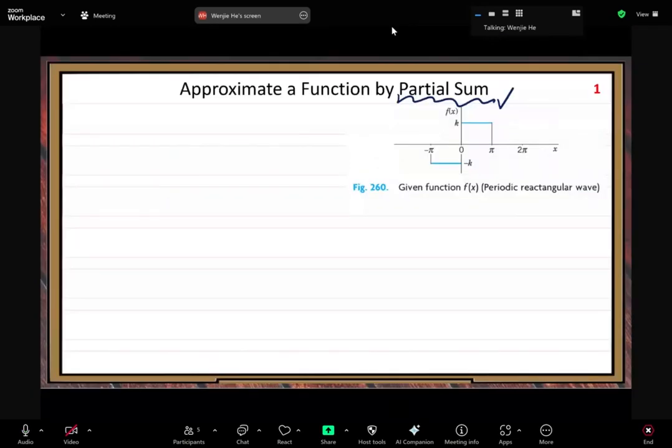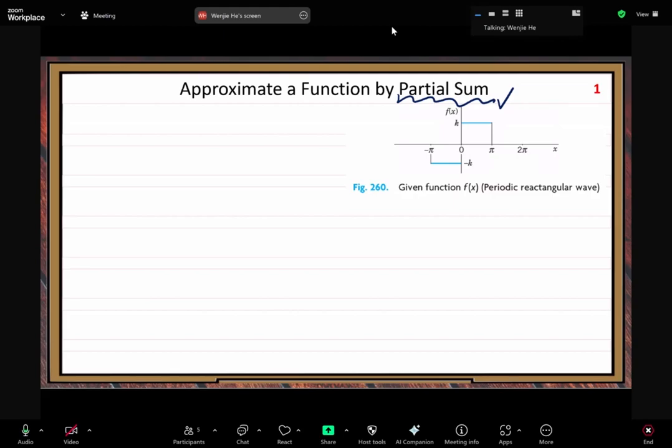All right. So use this function as an example. But when we work, we need to consider a general function.